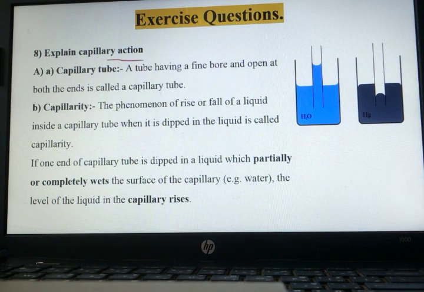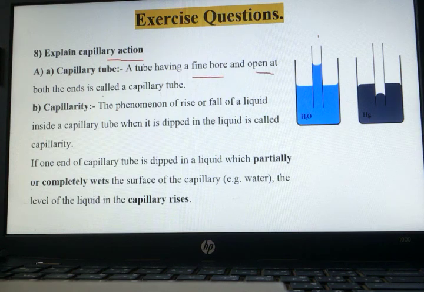Explain capillary action. Capillary action basically happens due to a capillary tube. So first of all, you have to write the definition of a capillary tube. What is a capillary tube? A tube having a fine bore. Fine bore मतलब कि एकदम पतला सा होल रहता है, and which is open at both the ends.